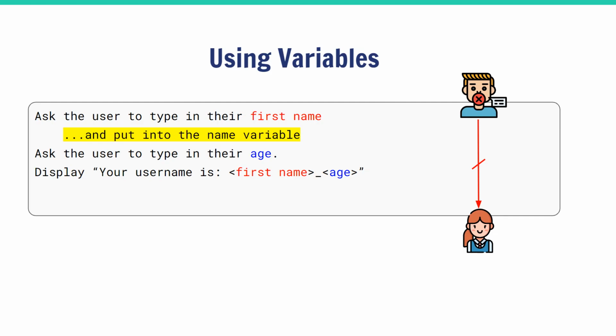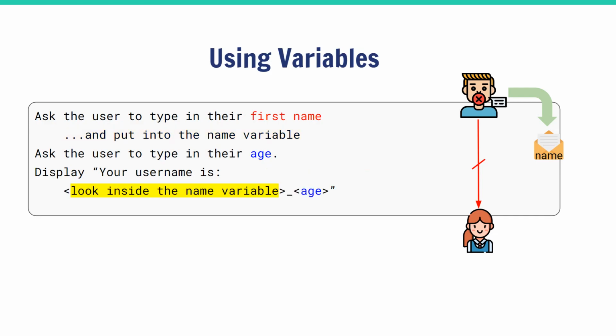So we're going to expand the first line of code to say that after the user types in their first name, we are going to put whatever they typed in into the name variable. So the name variable you can imagine as a little envelope with a piece of paper in it with the information, and that envelope has a label on it, which in this case is called name. So whatever the user types in as their first name is going to be stored inside that envelope called name.